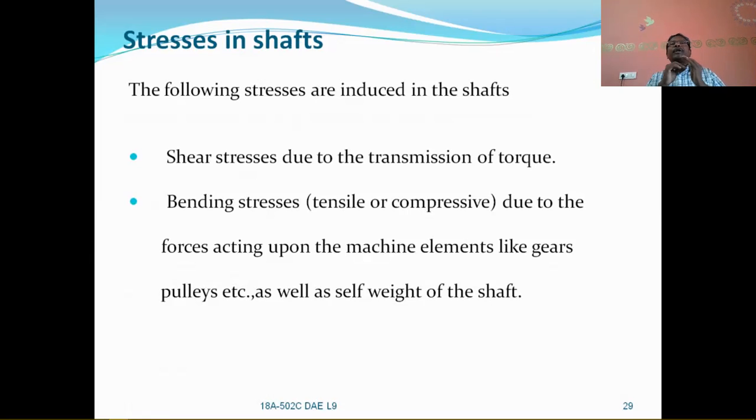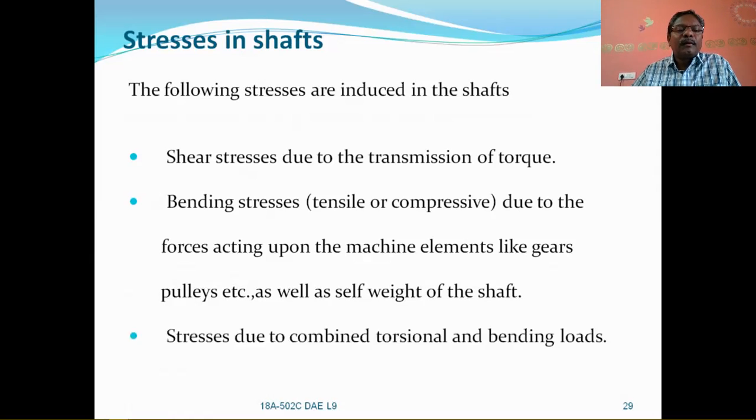The next is due to the mountings, like gears and pulleys. The shaft is subjected to bending stresses also. That may be tensile or compressive stress due to force acting upon machine elements like gears and pulleys, etc. And also sometimes due to the self weight of the shaft. That means due to the mountings and the self weight, the shaft may be subjected to a bending moment. Due to the bending moment, bending stresses are induced in the shafts.